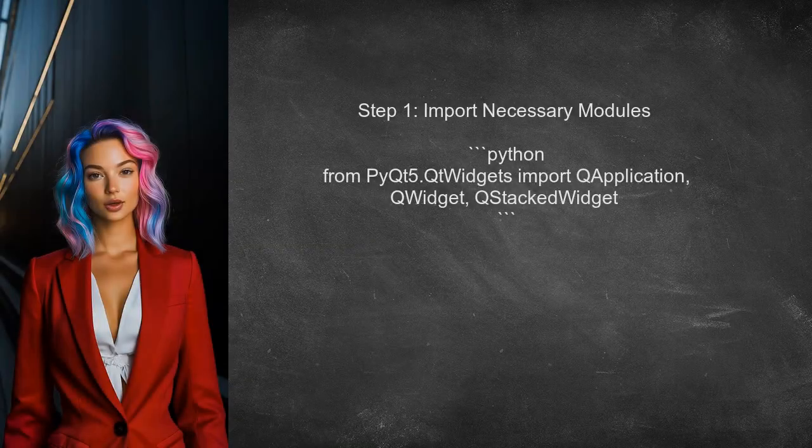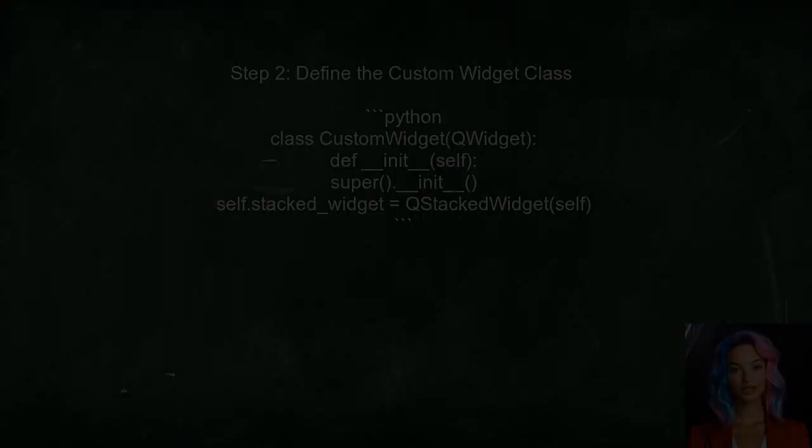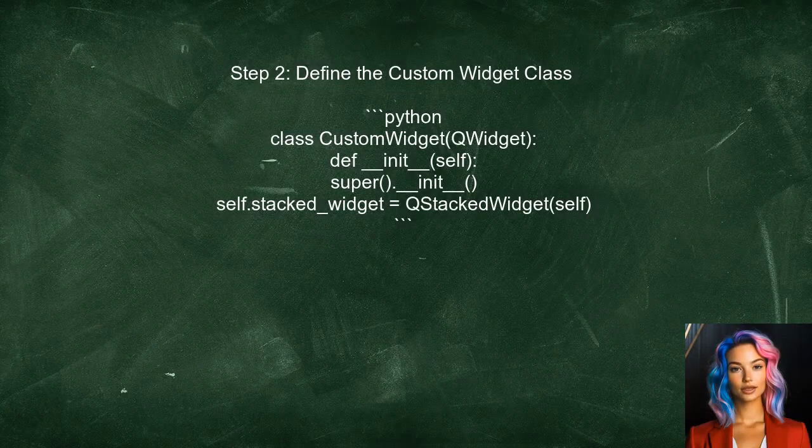To create a custom widget in PyQt5, the user should start by importing the necessary modules. This includes importing QApplication, QWidget, and QStackedWidget from the PyQt5 library. Next, the user should define a new class for the custom widget. This class will inherit from QWidget and will include the QStackedWidget as a central component.